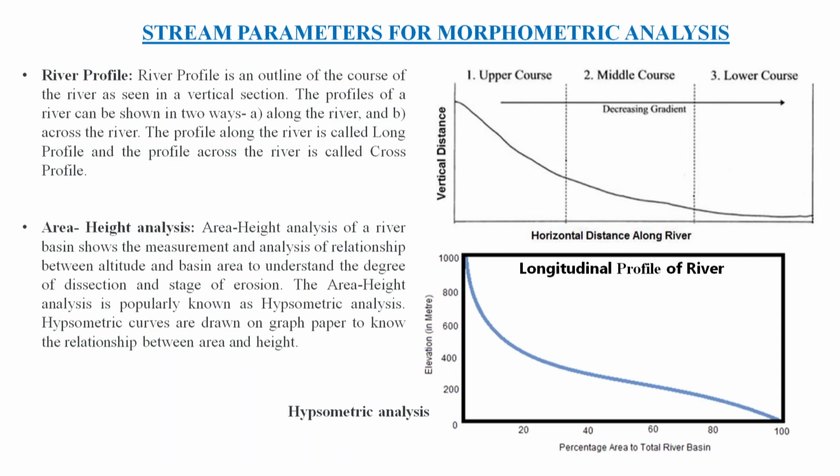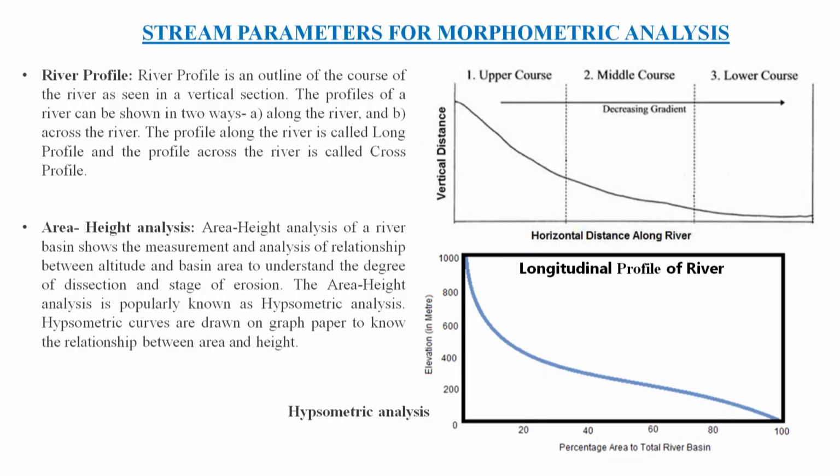Then you have other parameters like river profile, which is again a three-dimensional, you can say, morphometric analysis. Your river profile is an outline of the course of the river as seen in a vertical section like this. The profiles of a river can be shown in two ways: along the river and also across the river. Along the river you can see the decrease or fall in the gradient, because obviously from the upper to the lower course of the river there will be a change in the slope. But across the river there will be less change in the gradient.